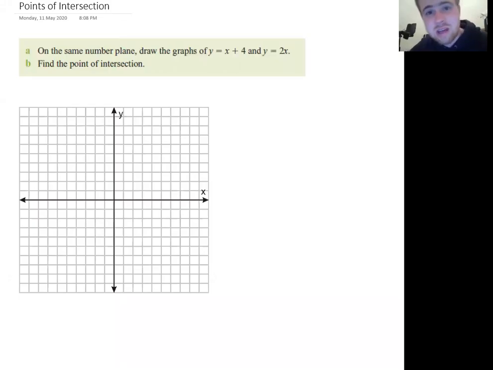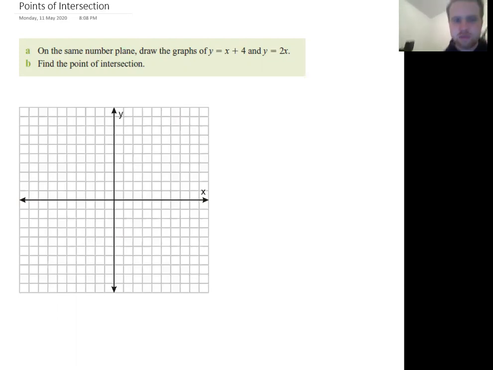Today we're going to use graphs to find points of intersection and show how we can solve what we call simultaneous equations. Now, you're going to be looking at simultaneous equations later on, in year 10, but this is a little precursor to that, so that's going to help you out when you get there. We've got two different equations here. We're going to graph them on the same number plane, and we're going to see where those lines intersect, where they run into each other, which is the point of intersection.